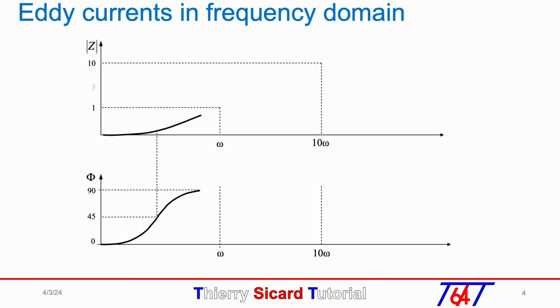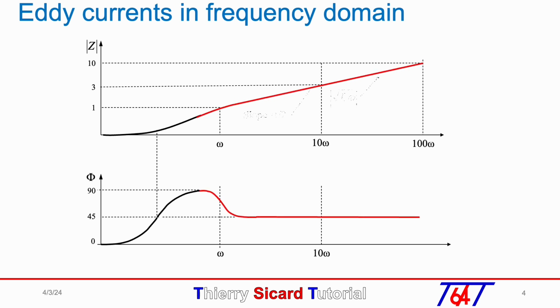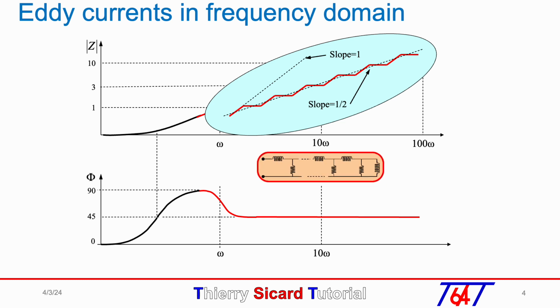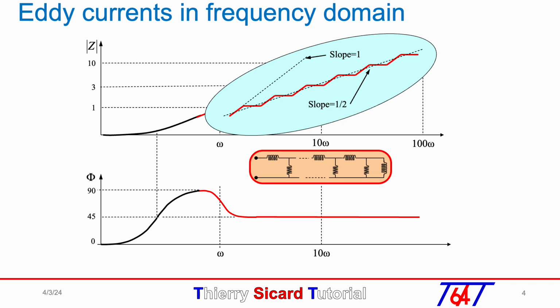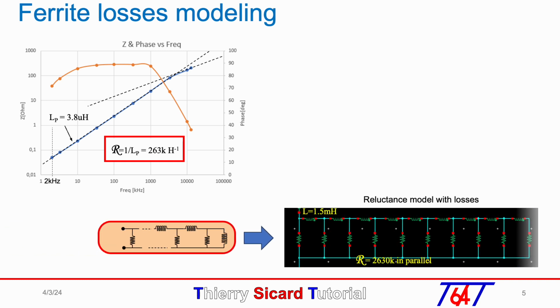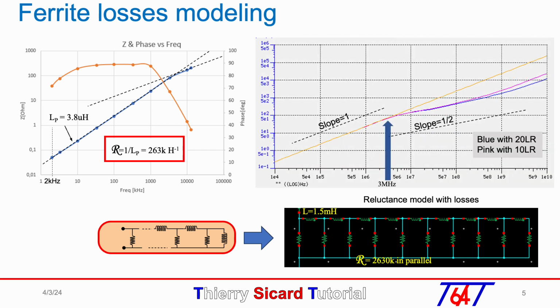As we saw in the TerraCycler tutorial number 15, we can do a model of the eddy current by doing an L-R network to replace the reluctance R. The reluctance is 263K. To get the same reluctance, we can put 10 reluctances in parallel of 2630K to get 263K.